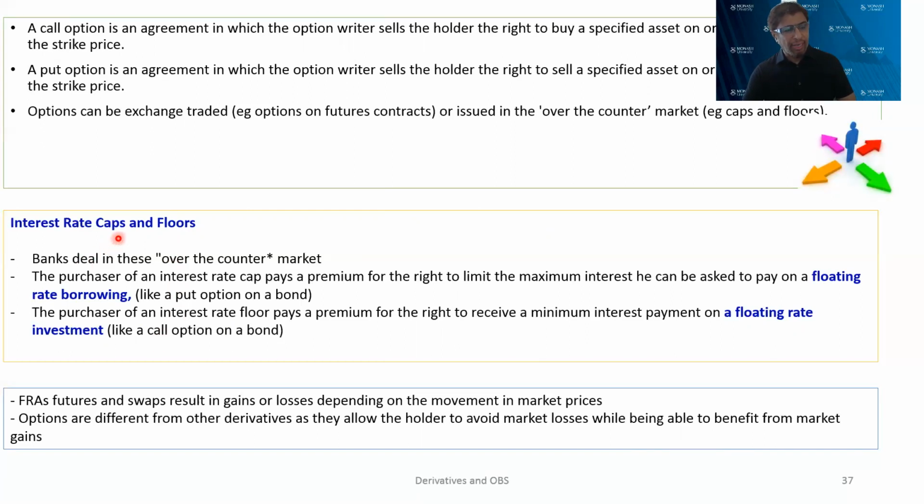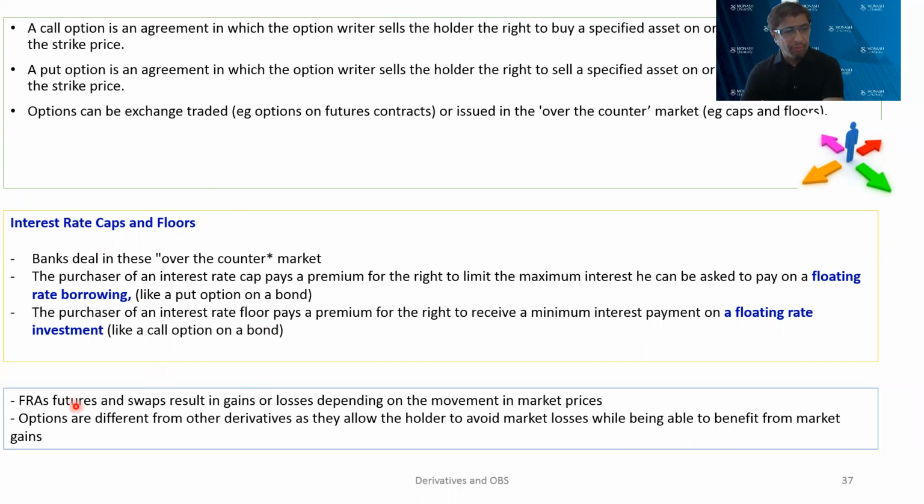Now, this we call the floors. Let's talk about the caps. The caps apply to borrowers. So if you are borrowing and you want to hedge the change in the interest rate, you put a cap, which means the maximum you can pay is 7%. So if the interest rate goes over 7%, 8%, 9%, you have to exercise the option. So that is the maximum you can actually pay, which means if there is anything beyond that cap, the counterparty will pay you. And this is how the options work.